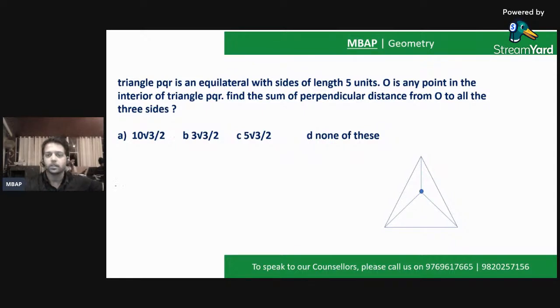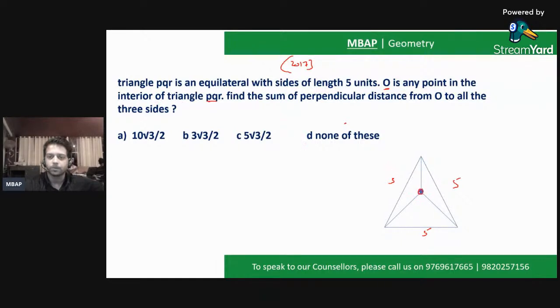The question which you're seeing here is again a 2017 question of CAT. And solving this question, possibly you will take less than 10 seconds to crack it live, because it's one of the questions which are driven towards the applicative part of solving the math questions. It says a triangle PQR is an equilateral triangle with the side of 5, 5 and 5 units.